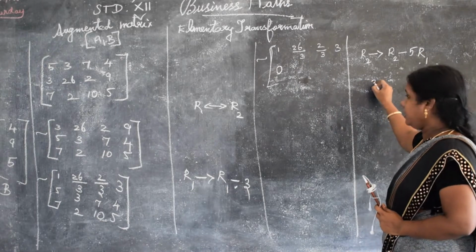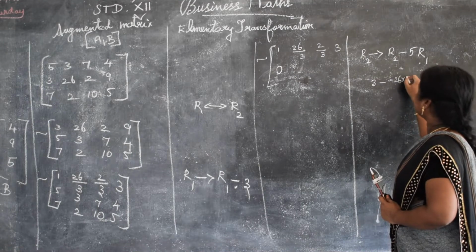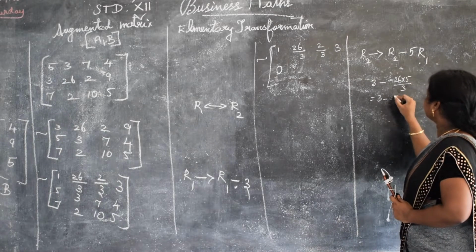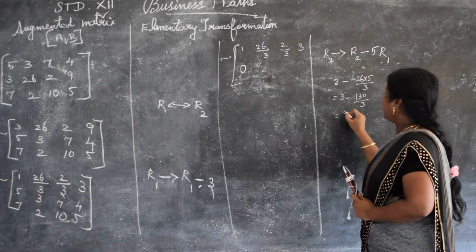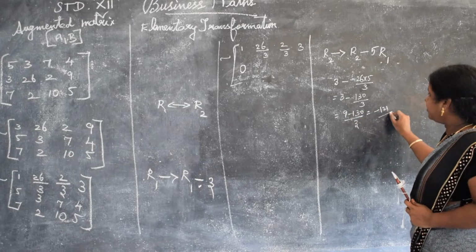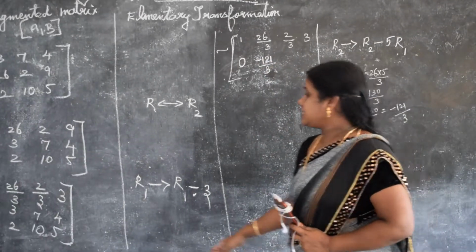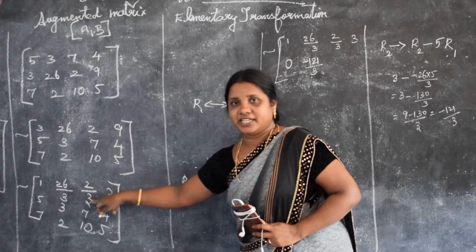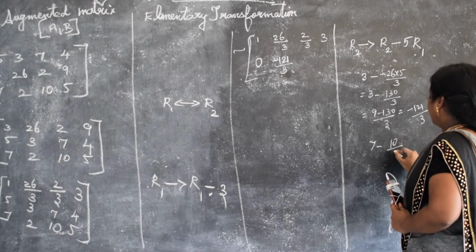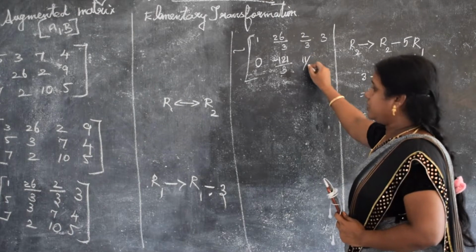Next element is 3 minus, this one you multiply by 5, 26 into 5 by 3. What is the answer? You can solve it in the rough column on the side. So take LCM, 9 minus 130 by 3, that means minus 121 by 3. Our answer is minus 121 by 3. Next take the next element, 7. So 7 minus 2 into 5 by 3, 7 minus 10 by 3, 21 minus 10 by 3, that means 11 by 3.